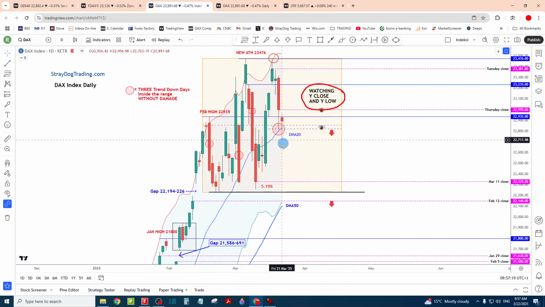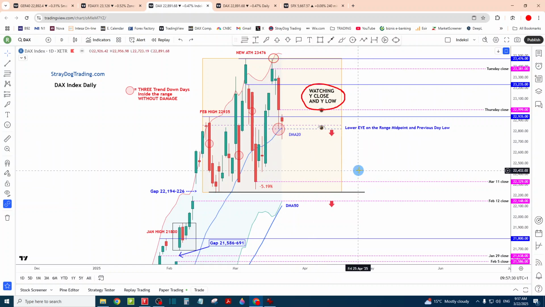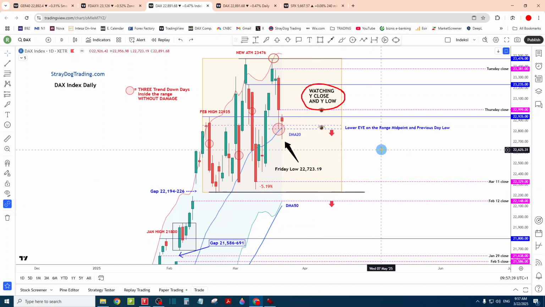Now about this, which you can see on this screenshot. Once again, close is above daily 20, above Friday, above Thursday low, and above the midpoint. Now this lower eye was on the range midpoint and on the previous day low. Then Friday low was made at 22,723.19.